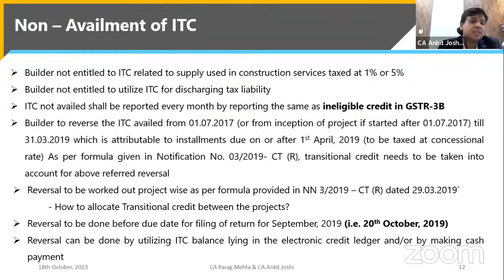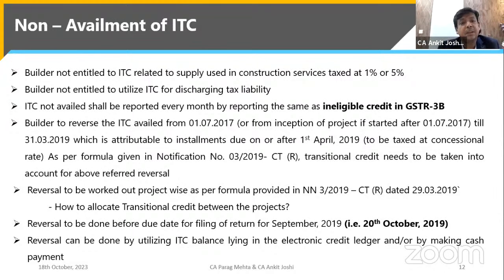So if one has opted for the new scheme, or someone who is under the new scheme, one thing is that they have to charge GST either at the rate of 1% or 5%. No ITC will be available to them. That means the entire GST liability has to be discharged through cash. So in the case of ongoing projects where some of them have selected the new scheme, what happens to the ITC that has been availed? The government came out with a notification for those things also.